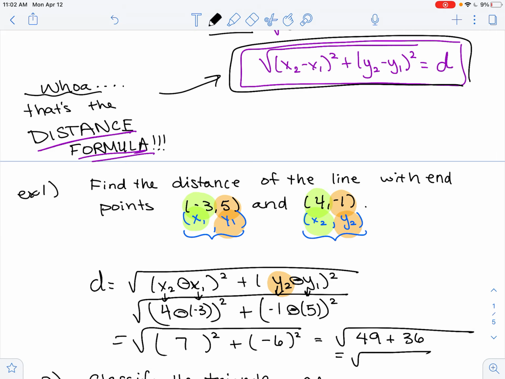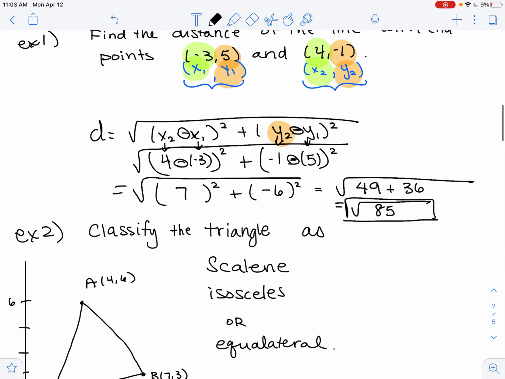and I get, got to pull out my calculator here, is a square root of a total of 85. And that can't be reduced, that can't be simplified, so that's just how we're going to leave it. And it's perfectly fine to leave it as a square root as long as you can't reduce it. Okay, so you just plug in those values of x1, y1, x2, y2 into the distance formula, and you simplify.